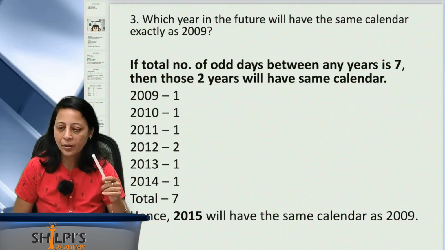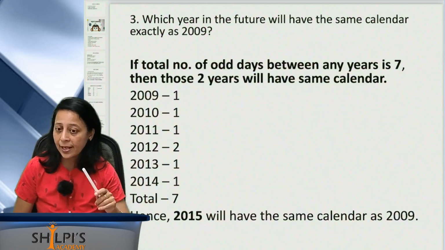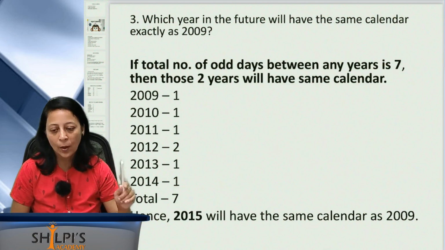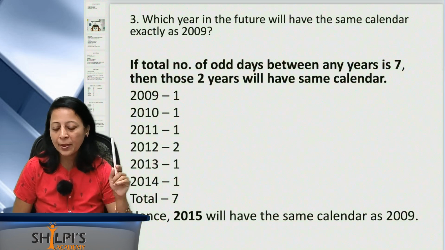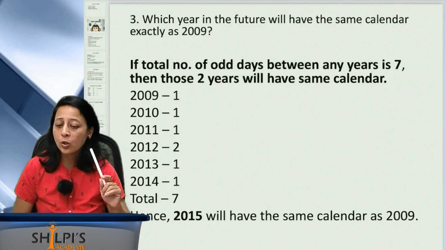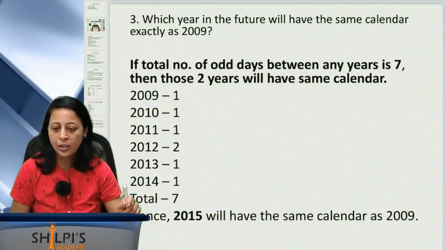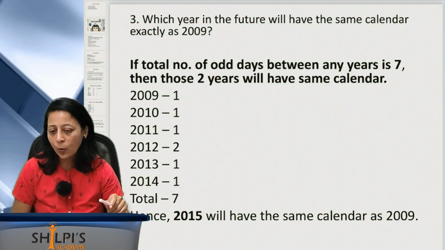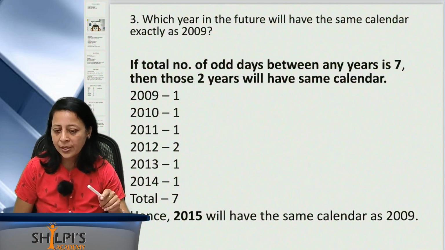So 2009 is your ordinary year, so 1 day. 2010 is your ordinary year, so 1 day. 2011 is your ordinary year, so 1 day. 2012 is your leap year, so 2 days. 2013 is your ordinary year, so 1 day. 2014 is your ordinary year, 1 day. So just total it: 1 plus 1 plus 1, 2, 1, 1. Okay. 2, 3, 4, 5, 6, 7, 7.